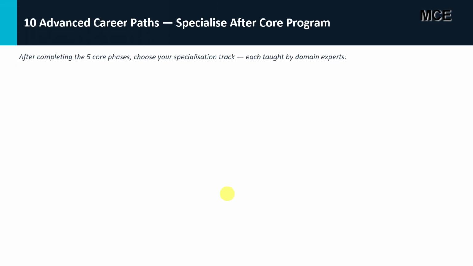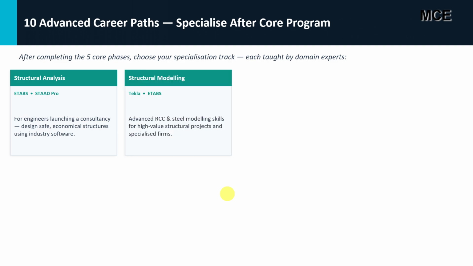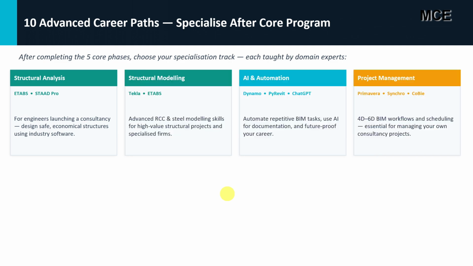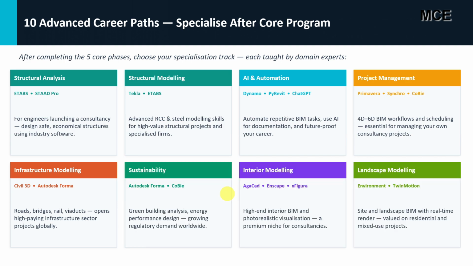After completing the BIM professional program, you can choose 10 advanced career paths provided by Novatr, such as structural analysis, structural modeling, AI and automation, project management, infrastructure modeling, sustainability, interior modeling, and landscape modeling. Okay, each is taught by domain experts.